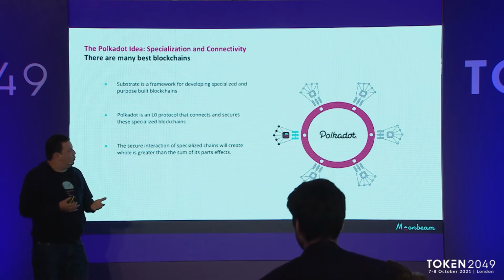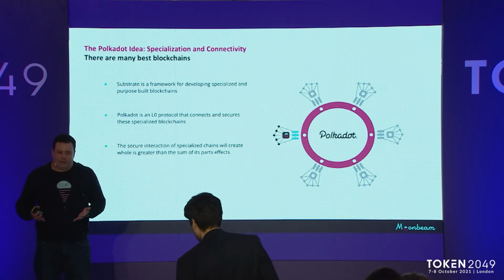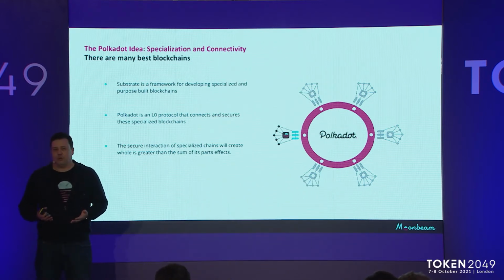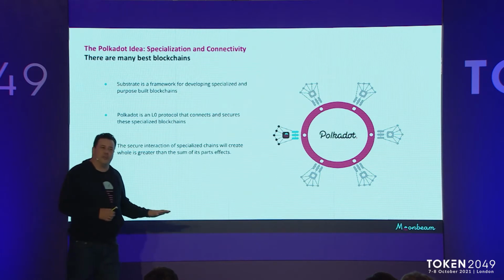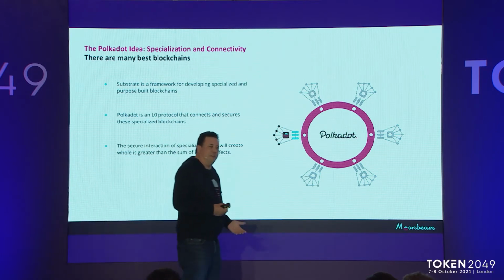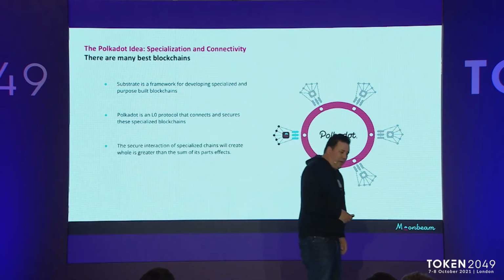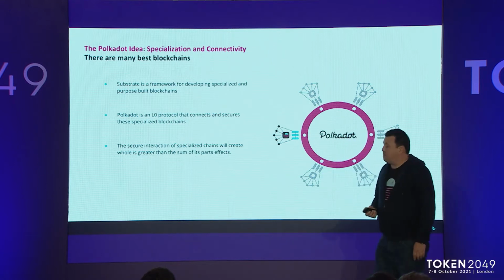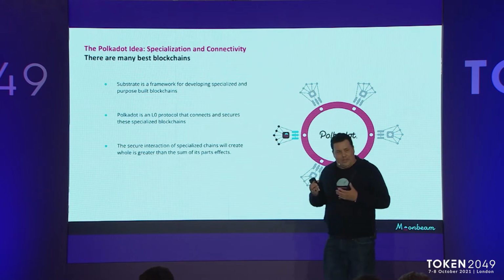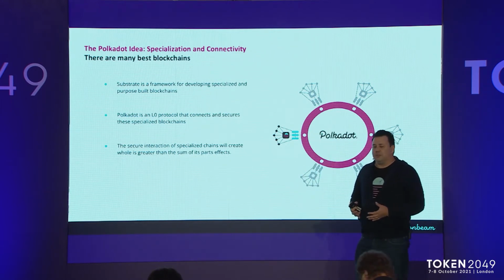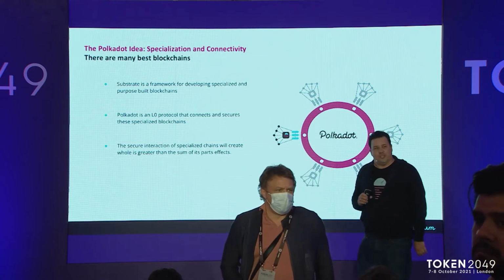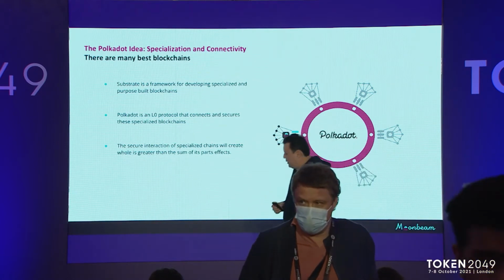So the Polkadot idea is, let's create a framework, the Substrate framework, where you can build blockchains that are specific to your use case, and then let's connect them all together so they can interoperate and speak with each other. And really, for a complicated system, that is the core idea: give people the tools to create their own specialized blockchains, and create an environment where those specialized blockchains can talk to each other.